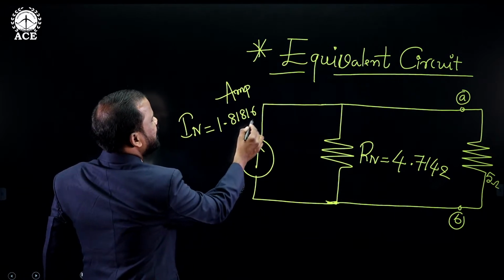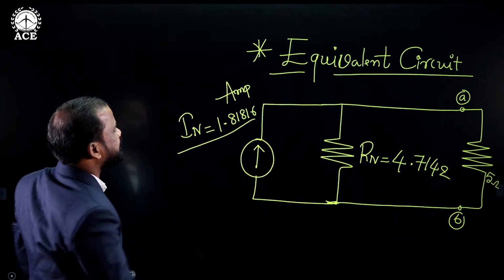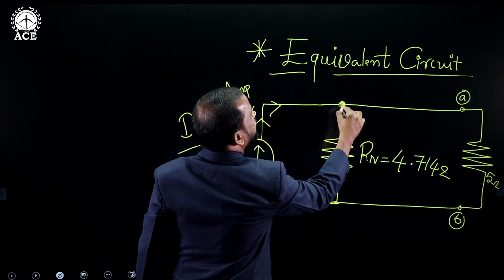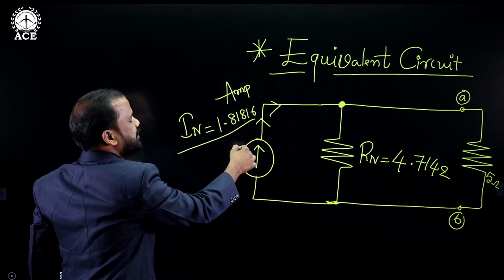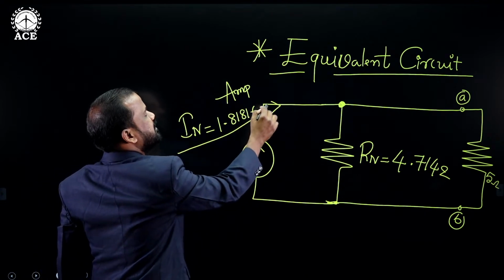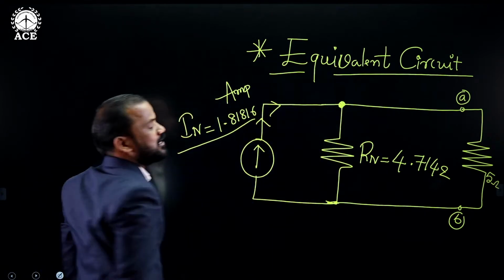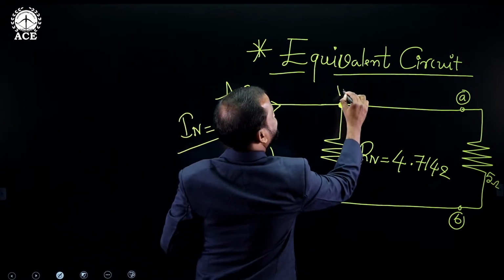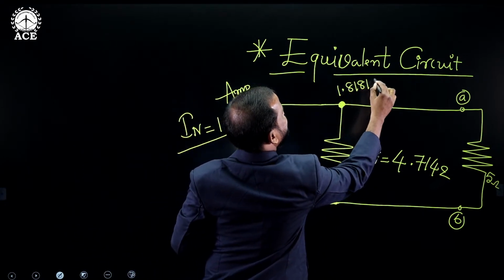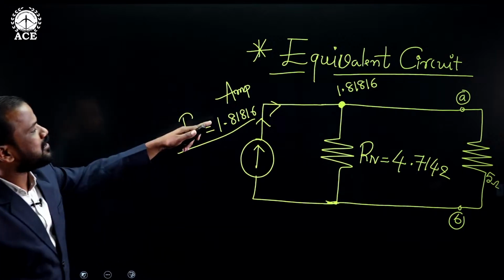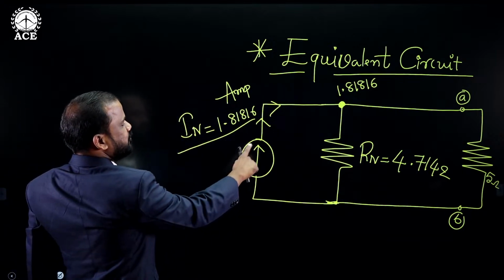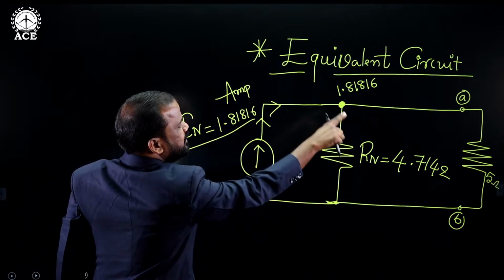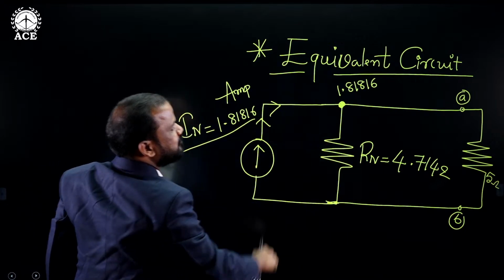So this particular 1.81816 is the current which directly reaches the junction point. Okay, now because the direction of current is upward, this current reaches the junction point. After reaching, it means what now? 1.81816 ampere is the total current available at the junction point, based on the direction of this current. Clear? Now our target is to find what? Current flowing in 5 ohms.